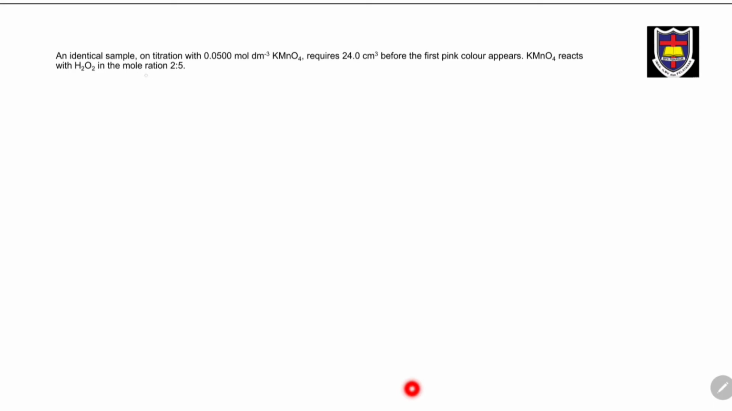Then the same identical sample, 0.001 mole of sodium percarbonate, Na2CO3·xH2O2, reacts with KMnO4. KMnO4 is an oxidizing agent and reacts with H2O2 in the ratio 2 to 5.